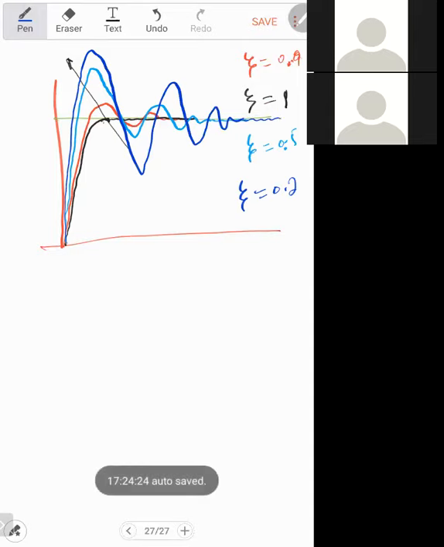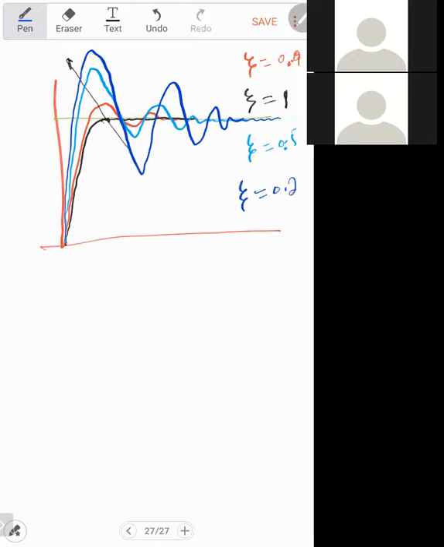And if you make zeta equal to 0, then it is the undamped case, and it will not return to the steady state position. So it will oscillate about the final steady state position. So you can easily see that when zeta is equal to 1, it is the critical case. We have the very smooth rise over here.